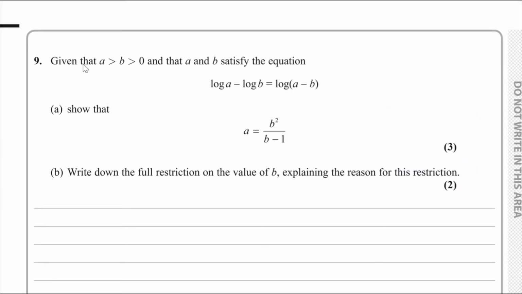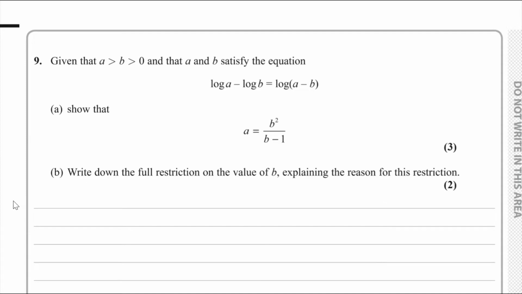Question number 9. Given that A is greater than B and B is greater than 0, and that A and B satisfy the equation log A minus log B equals log of A minus B, we have to show that A equals B squared over B minus 1.